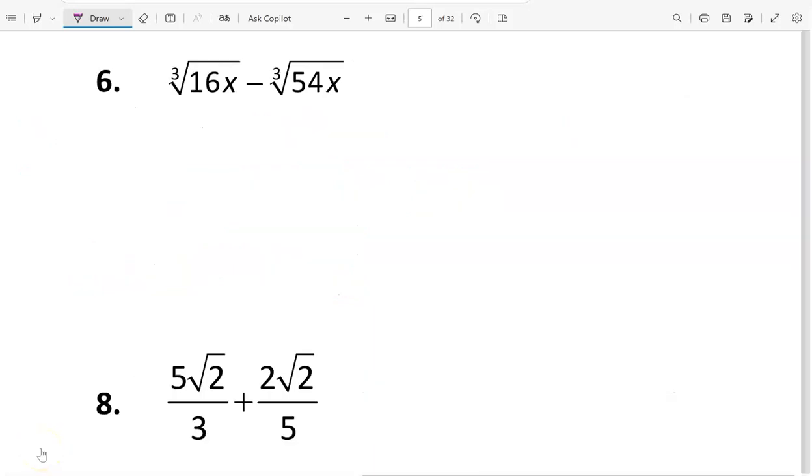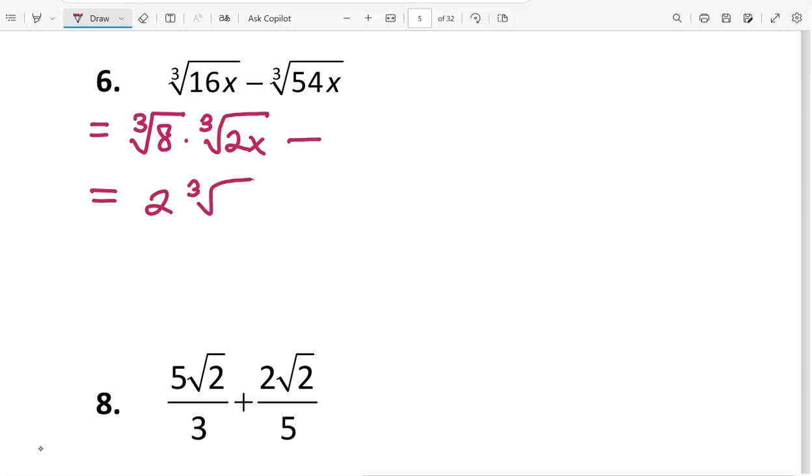In 6, we have some variable expressions and cube roots to simplify. In the first term, we have a perfect cube factor of 8. So we have cube root of 8 times the cube root of 2 times x. And let's simplify that further. That's 2 times the cube root of 2x.